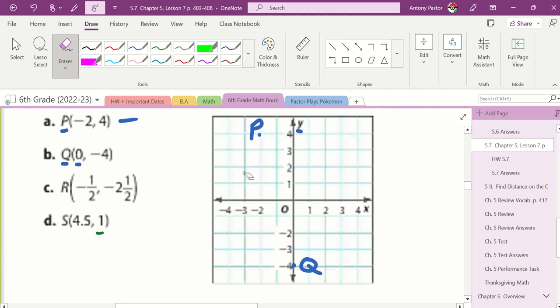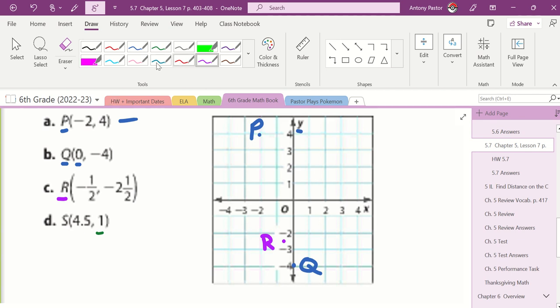Let's go ahead and use a different color next. For point R, -1/2, -2.5. So instead of going straight to 1, I'm going to be right here in between 1 and 0. And then I'm going to go down 2.5 between 2 and -3. So my point should be right there, and that's point R. Point R will be in quadrant 3.